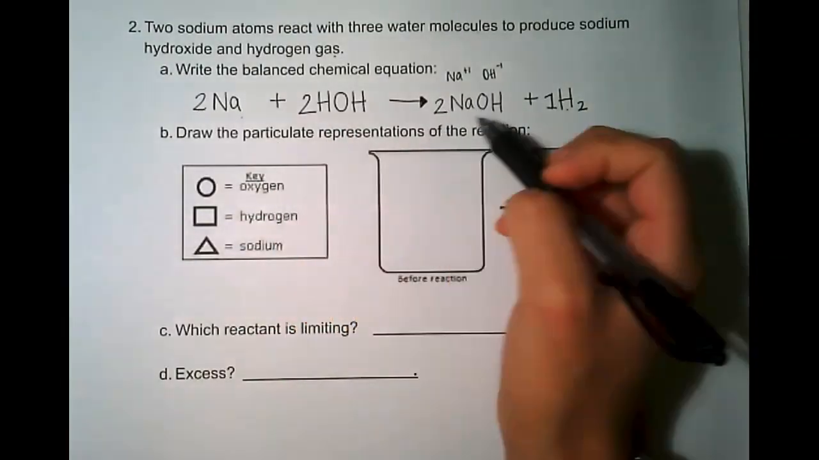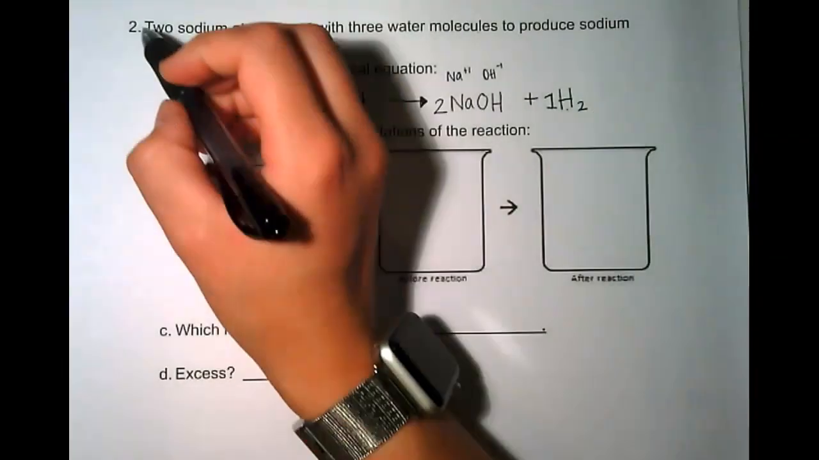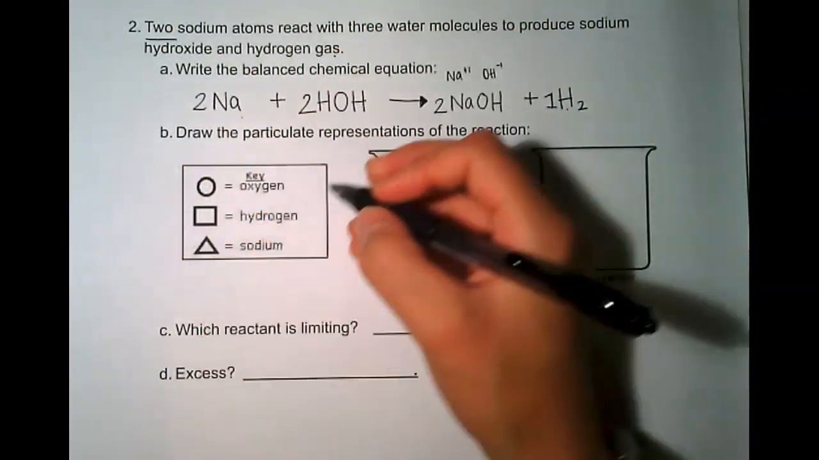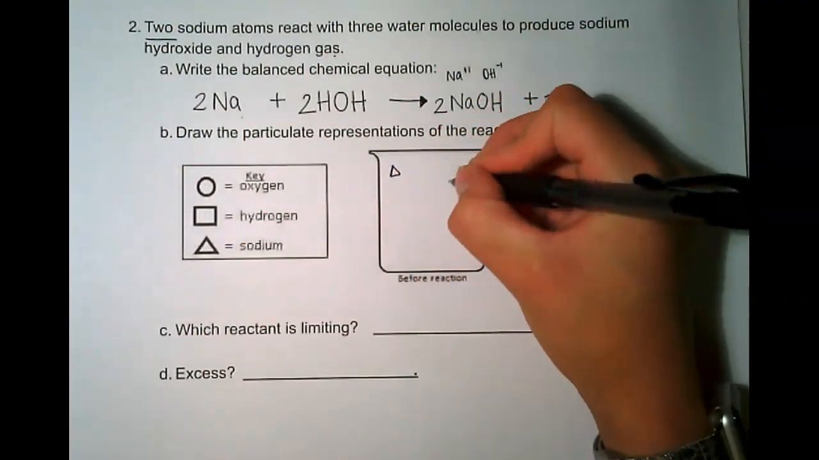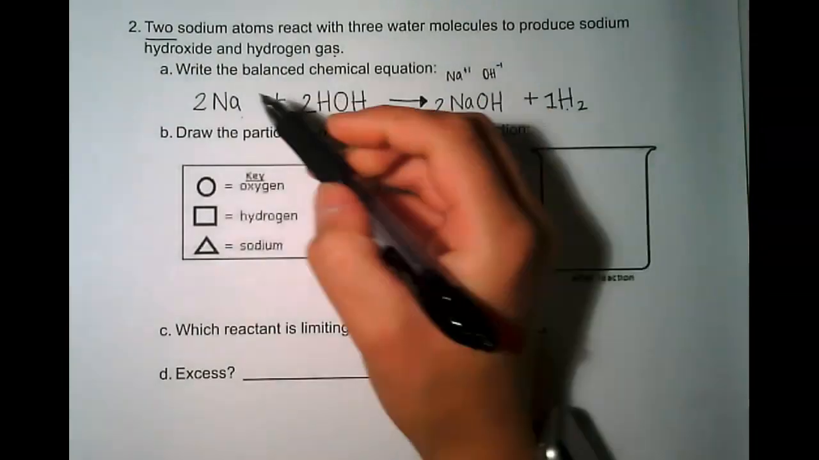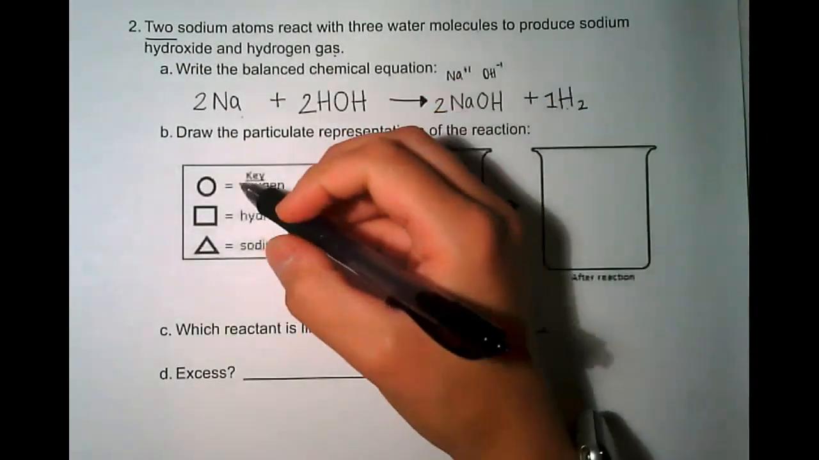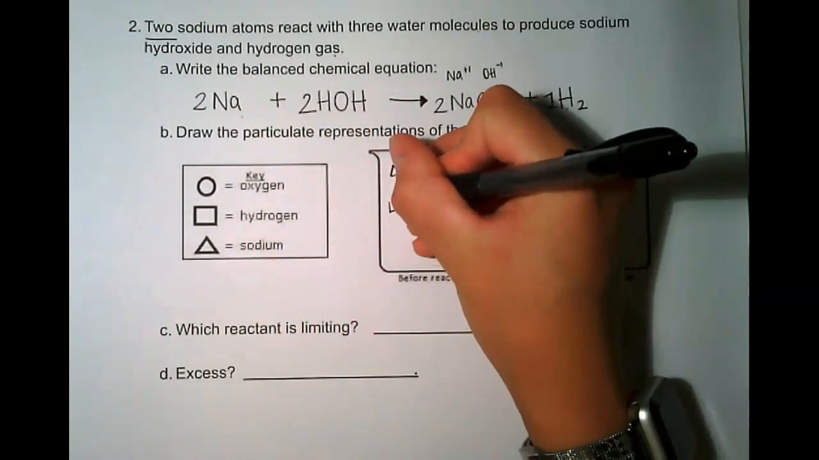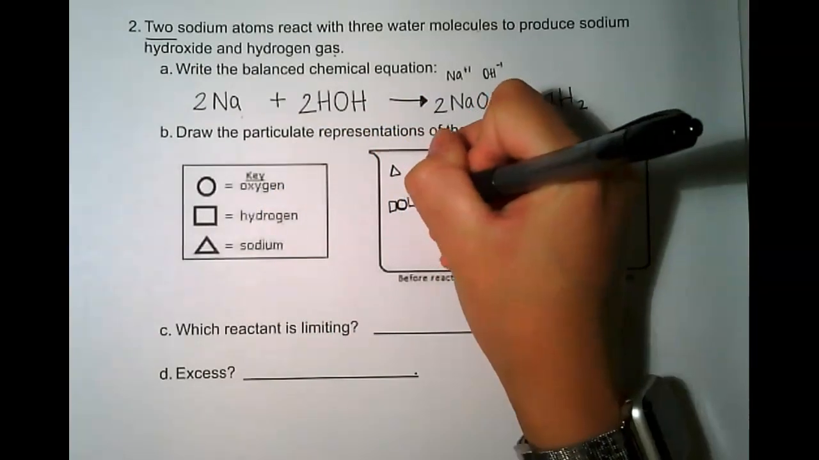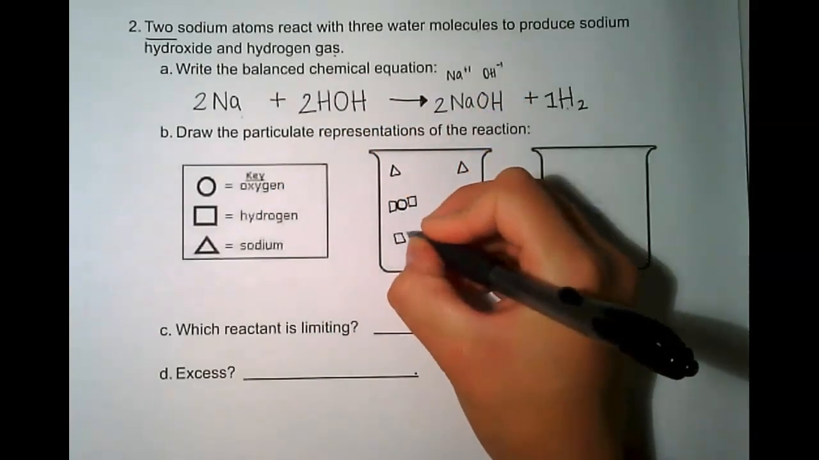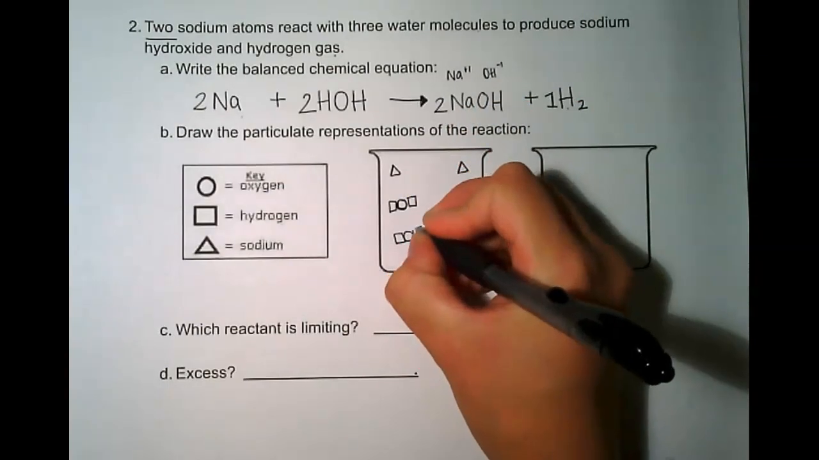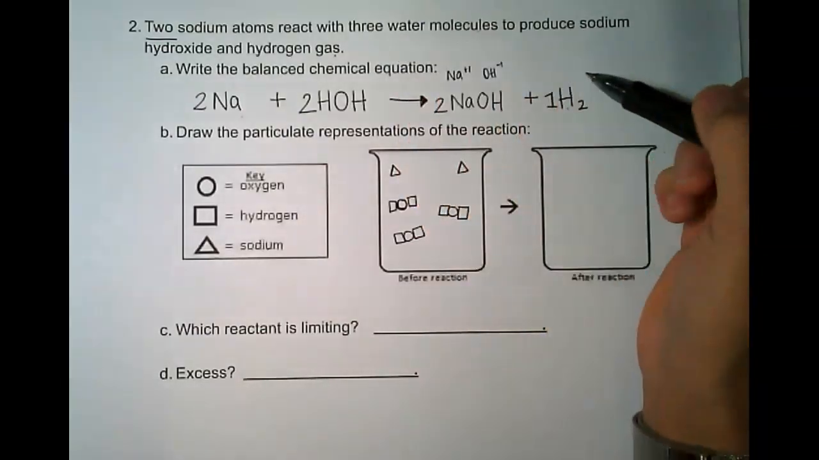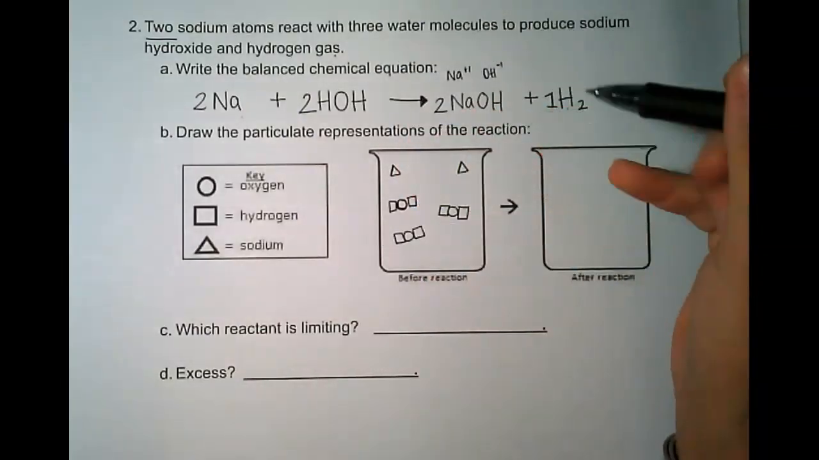So now we need to draw our particulate representation of the reaction. And it says we have 2 sodium atoms. So I'm going to draw 2 Na. Sodium is supposed to be a triangle. 2 sodium atoms that are individual by themselves, reacting with 3 water molecules. So 3 H2Os. So I'm going to draw HOH, and I'm going to draw this 3 times. HOH, and then HOH. 3 water molecules to produce sodium hydroxide and hydrogen gas.